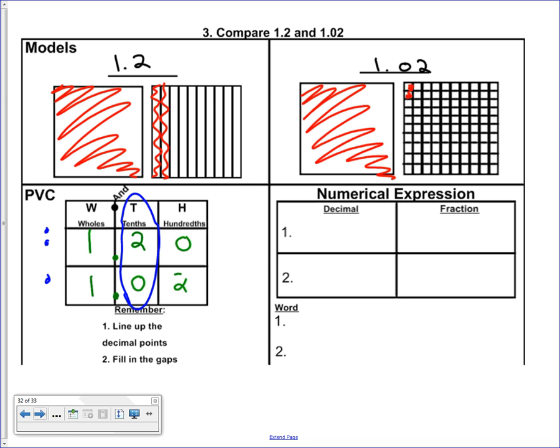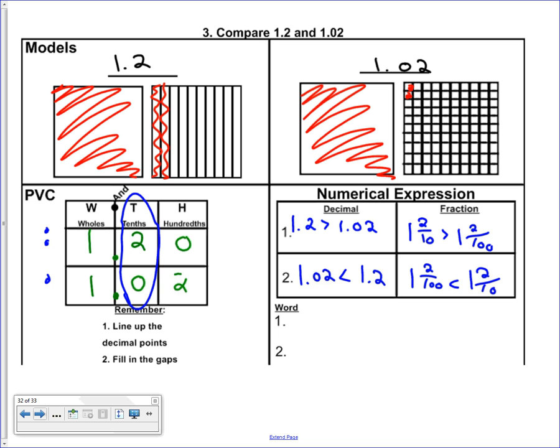So in decimal form, 1 and 2 tenths is greater than 1 and 2 hundredths. To flip that around, 1 and 2 hundredths is less than 1 and 2 tenths. And you can fill it into word form just by reading it.